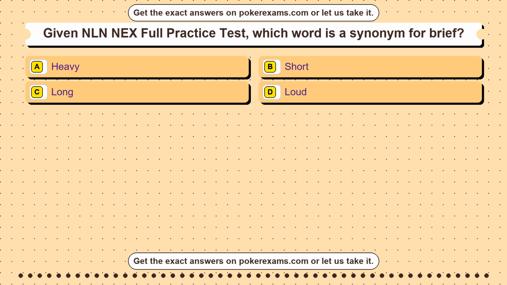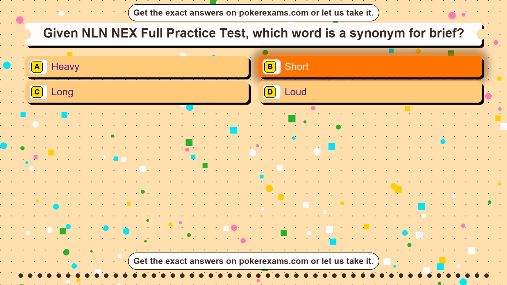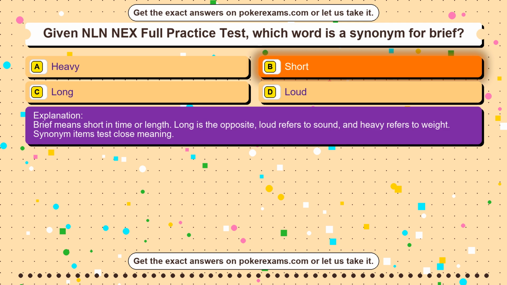Question 48. Given get functions practice, which force pulls objects toward Earth? Option A, static electricity. Option B, gravity. Option C, friction. Option D, magnetism. The correct answer is option B. Gravity pulls objects toward Earth. Friction resists motion, magnetism acts between magnetic materials, and static electricity involves electric charges. The downward pull clue identifies gravity.